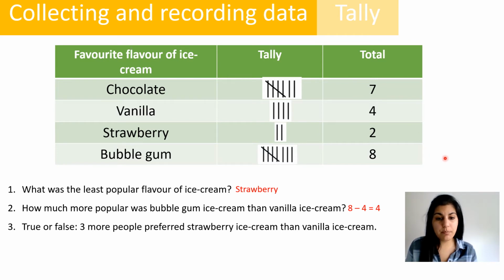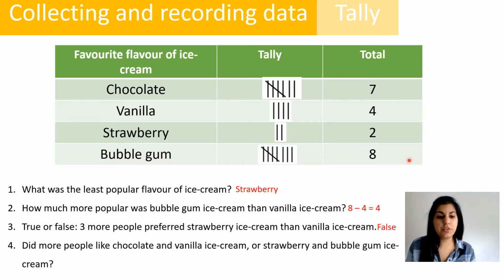3 more people preferred strawberry ice cream than vanilla ice cream. Let's think about what that's saying. I need to decide if this statement is true or if it is false. 3 more people preferred strawberry ice cream than vanilla. So I can see 2 people liked strawberry ice cream and 4 people liked vanilla ice cream. So did more people prefer strawberry ice cream? No. So that statement must be false.